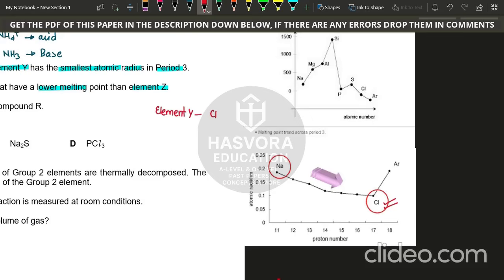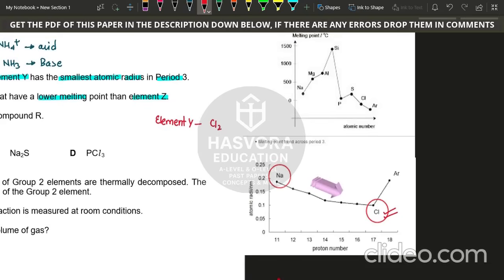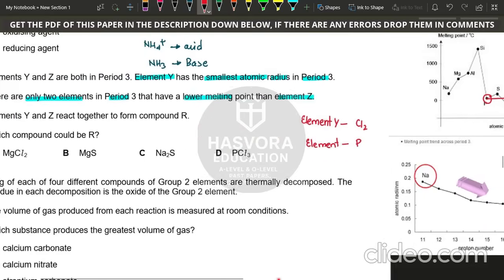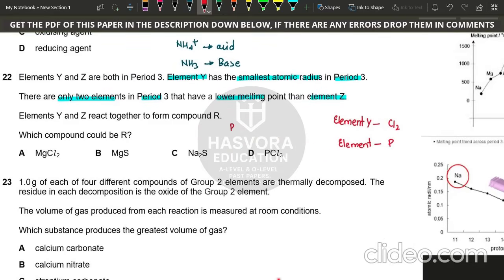So element Y is your Cl2, and then for the element Z, they told us that only 2 elements have a lower melting point than element Z. So you can clearly see that this is phosphorus, because there are only 2 elements below phosphorus, which are chlorine and argon. So the answer for element Z will be phosphorus. Okay, so if I react phosphorus and chlorine, P4 plus Cl2, it will form PCl3, or you can also form PCl5. Okay, so D will be your answer for this case.